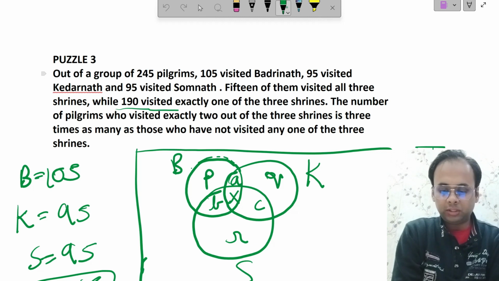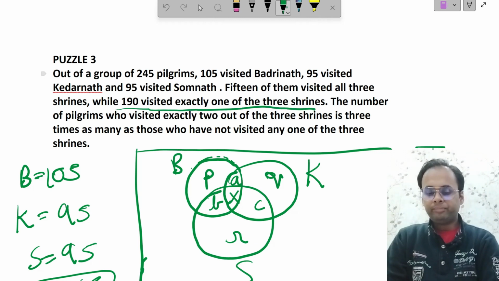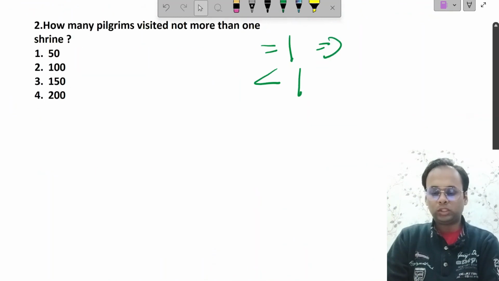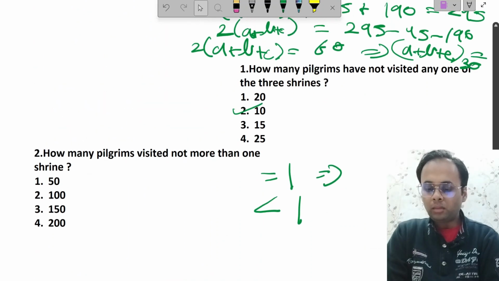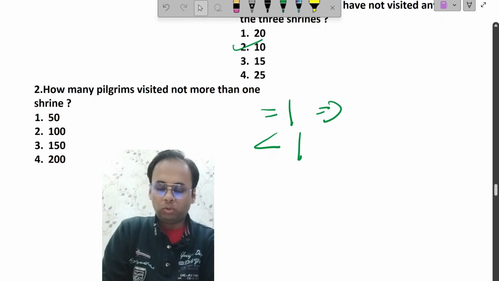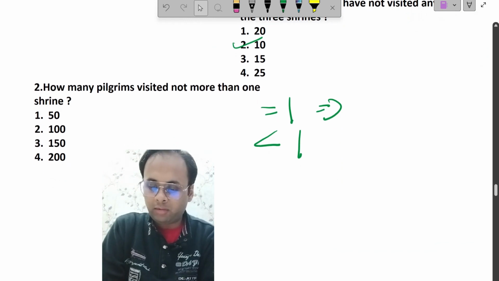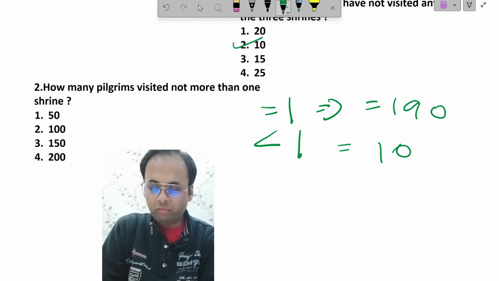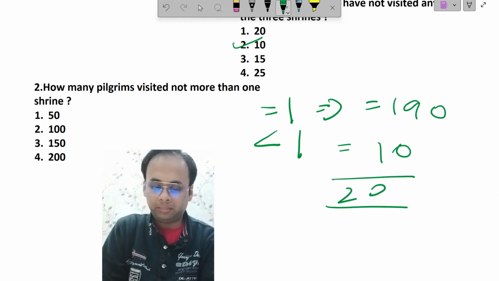190 people have visited exactly one of the three shrines, and then in the previous question we have found out how many pilgrims have not visited any one of the three shrines. So we have both the cases: for less than one shrine we have 10, and exactly one shrine equal to 190. So we have 200 is the answer here.